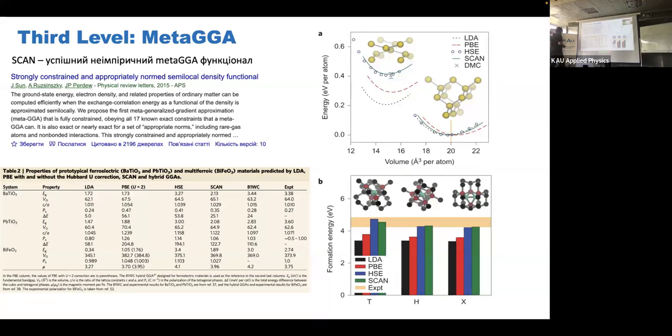functionals, and here you can see that, for example, for some systems, like BaTiO3, PbTiO3, rather complex systems, LDA and PBE give a 1.7 electron volts gap. For SCAN, it is 2.13. Experimental is 3.38. So it's still not experimental accuracy, but it is better than LDA and PBE at almost their cost.